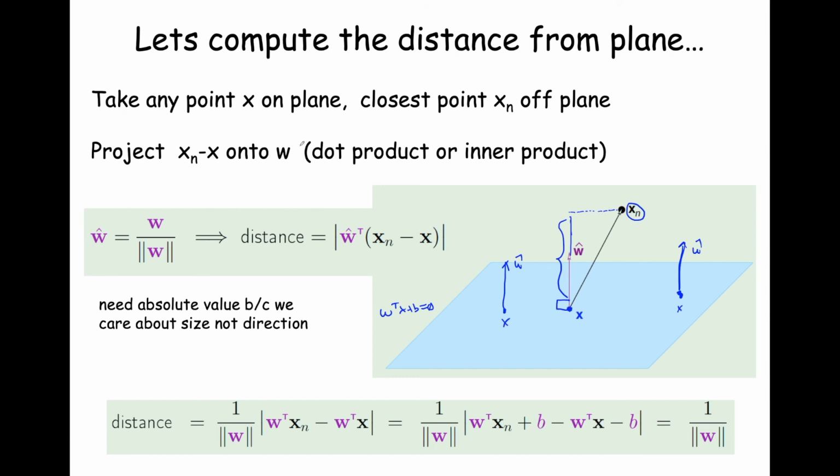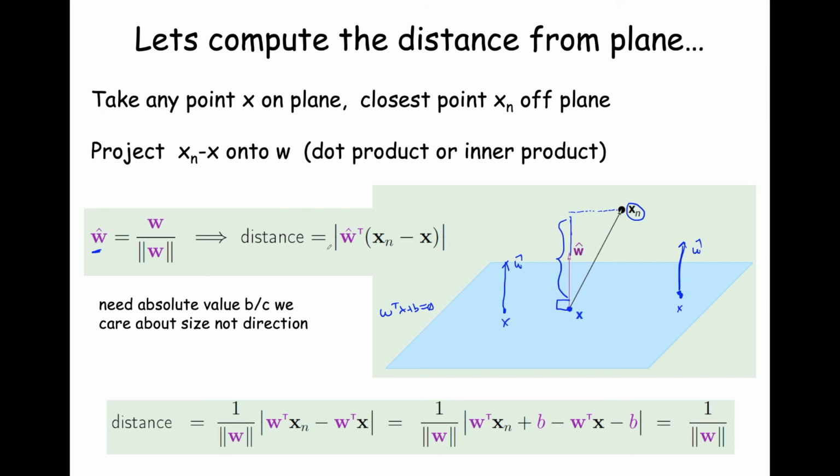So how do you get the direction, or the unit vector, for a vector? You divide that vector by its magnitude. So W hat, the unit vector in the direction of W, is going to be W over its magnitude.